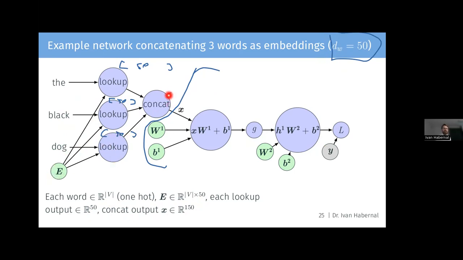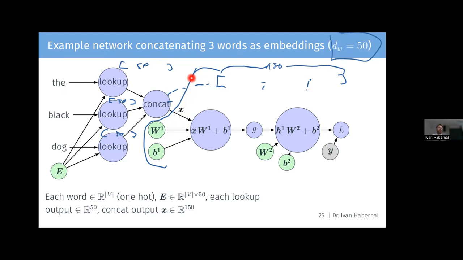So concatenation, what was that again? I'm basically stacking them after each other, making this one vector of size 150. This is the output of the concat, okay? And the only thing I'm doing is putting this into the multilayer perceptron, nothing else. I created, basically, from three words, concatenated embeddings of the three of them. Any questions? Oh, a lot of them, that's great. This is important. First, second, third, okay, start.